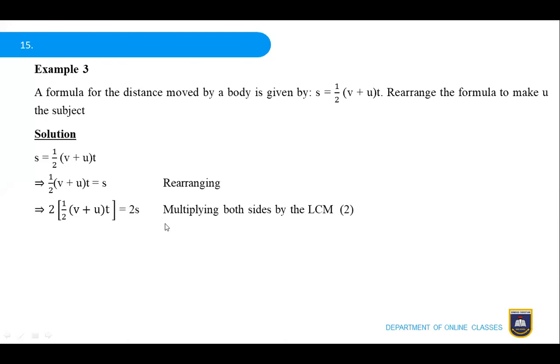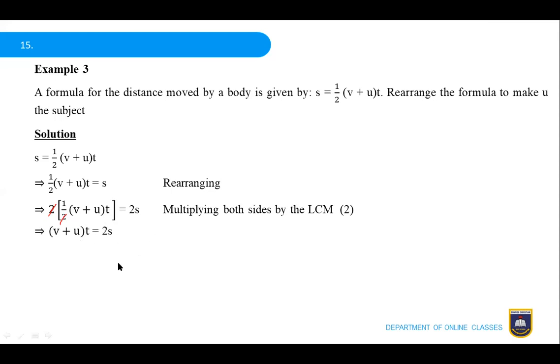Now, there is a fraction there. So as usual, if there is a fraction, you multiply each of the expressions by the LCM so that you can now remove the fraction. And our LCM in this case is 2. So we multiply both sides of the equation by 2, and that will give us 2 multiplying half of V plus U all multiplied by T equal to 2S. So if you simplify the expression there, then these two outside this bracket will now cancel these two inside the bracket. So you are now left with V plus U all multiplied by T equal to 2S.